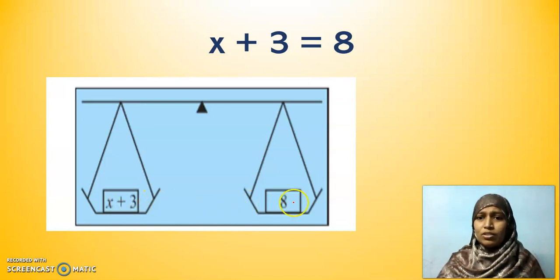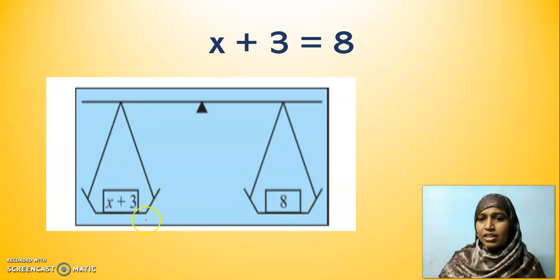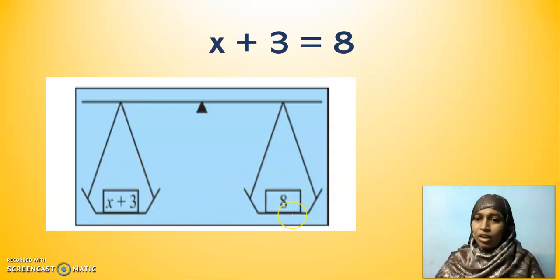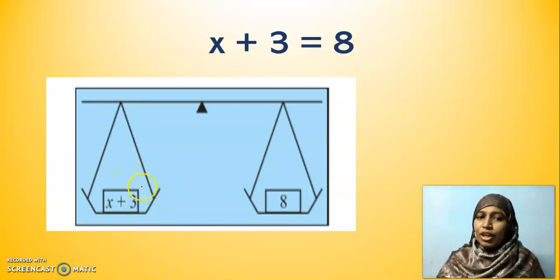But what will happen to this equation? It will be unbalanced. This side will get tilted, isn't it? I mean, this side 8 will get more and it will go down. As I have taken 3 out of this, it will move up. And it is not a balanced equation then. So what should I do? Whatever I do in the left hand side, the same should be done on the right hand side also. So I am going to subtract 3 on both sides.